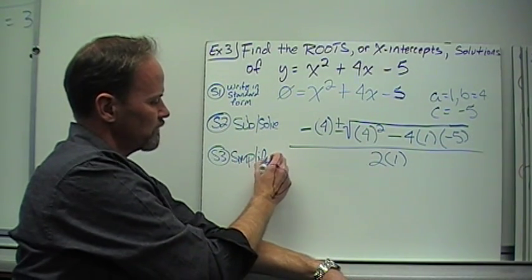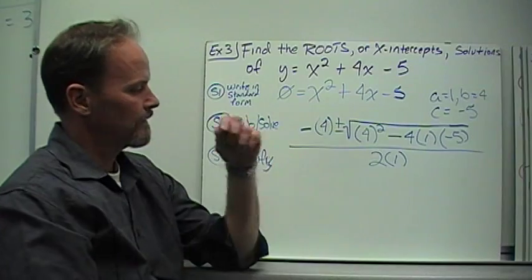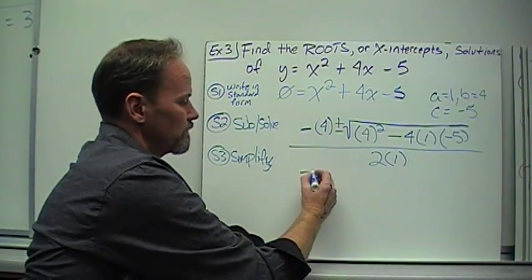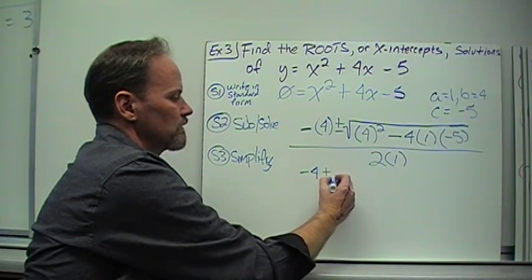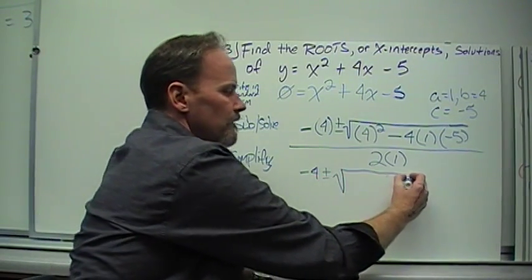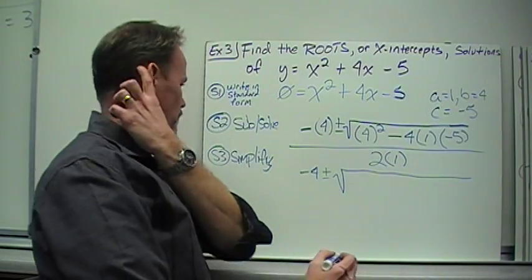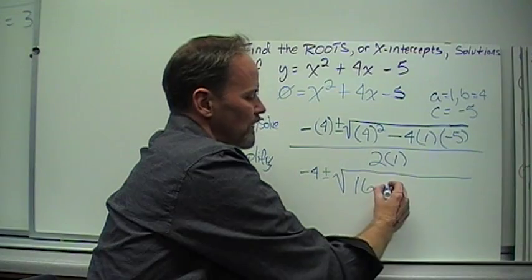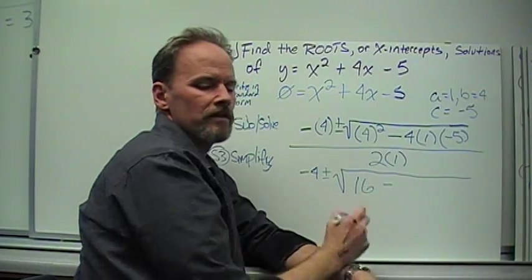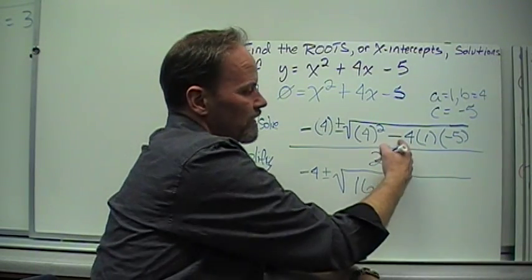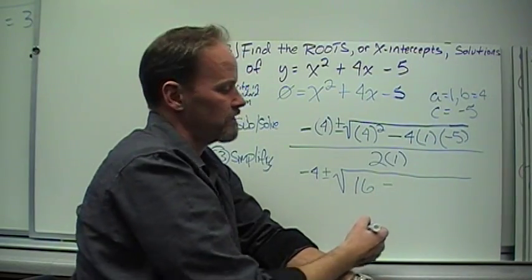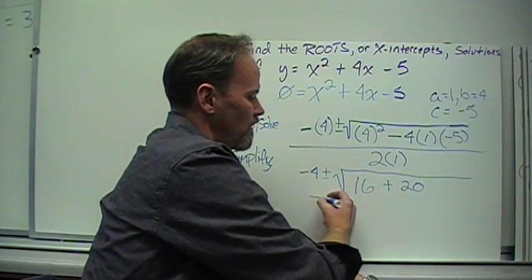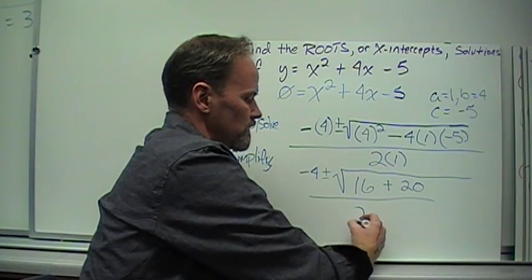Whoops, let's make that a little better there. Simplify. Well, we can just start out here real easy. Negative 4 plus or minus the square root of 4 squared, 16, minus a negative 4 times 1, that's negative 4. And a negative 4 times a negative 5 ends up being a plus 20 right there. And all of that is going to be over 2.